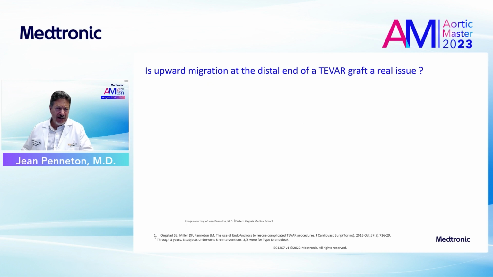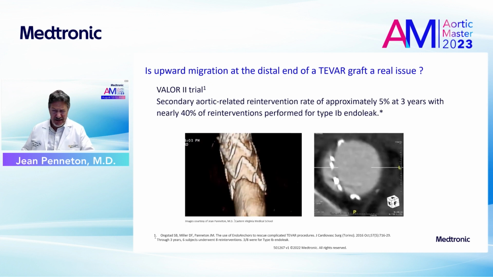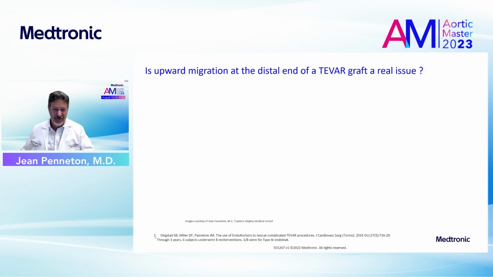Now, is upward migration at the distal end of a TEVAR graft a real issue? We believe it is, and I think the VALOR 2 trial really showed that nicely. When you look at the secondary aortic-related reintervention rate, it was approximately 5% at 3 years, but nearly 40% of those reinterventions were for type 1B endoleak. And this is really exemplified here, a CT scan showing this type 1B endoleak when the graft really pulls in a cephalad fashion.